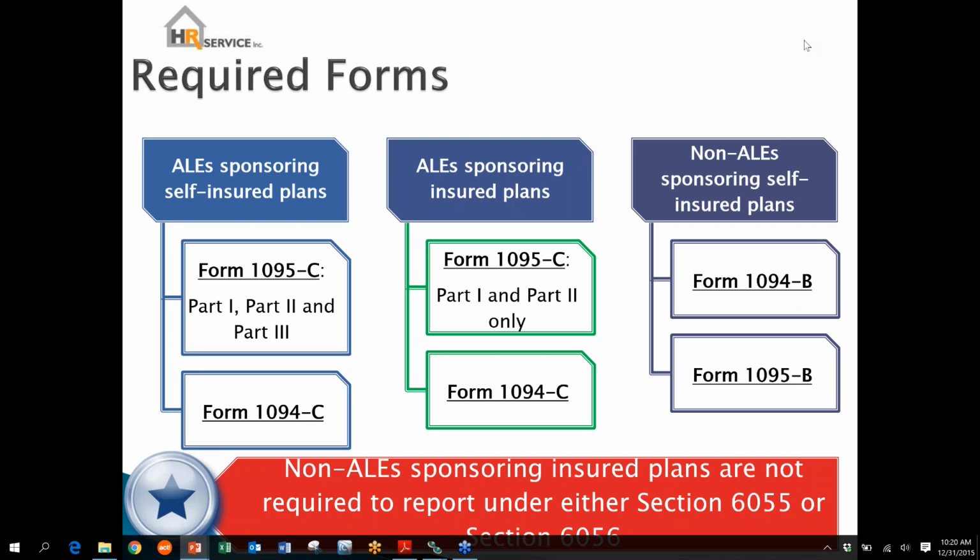In summary, if you're an applicable large employer and a self-funded plan, use forms 1095 and 1094C, reporting on all sections 1, 2, and 3. If you're an applicable large employer and have a fully insured plan, use Forms 1095 and 1094C and only report on Parts 1 and 2. If you have less than 50 employees and offer a self-funded plan, use Forms 1094B and 1095B, completing all sections.